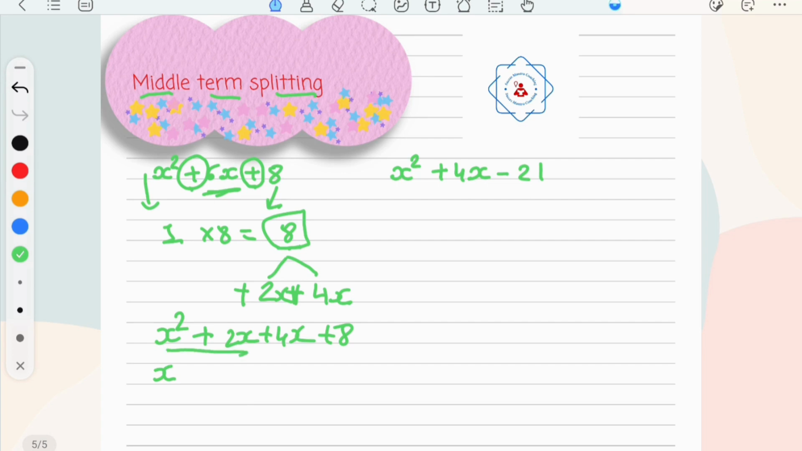Now we take the common factors. x is common, so x in the bracket, x plus 4; 2 is common, so x plus 4. So (x plus 2) times (x plus 4) is the answer.